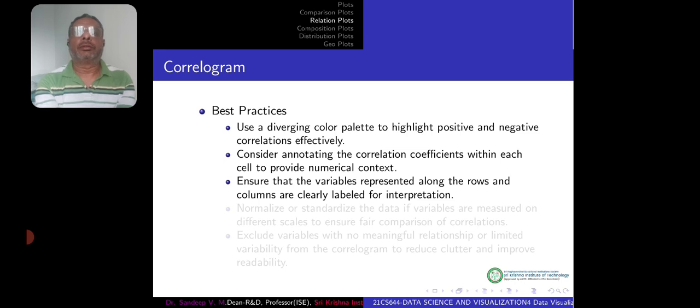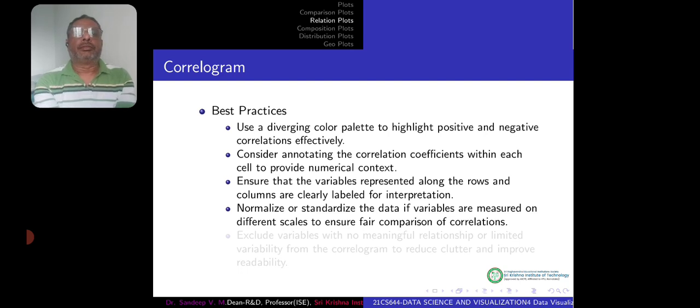So each row will talk about one class of one type, and each column will be talking about a class of another type, or maybe the same types. The classes are arranged in rows and columns depending on the situation, and we must ensure that each row and column is properly labeled for interpretation.